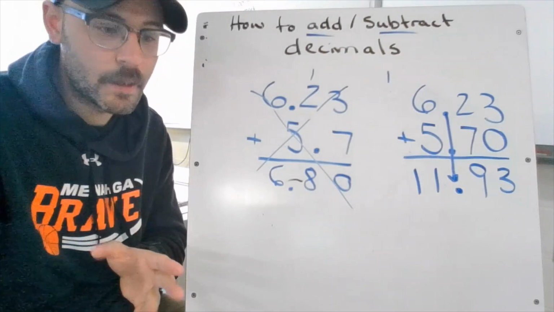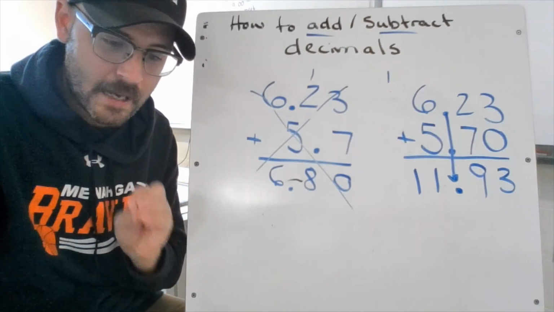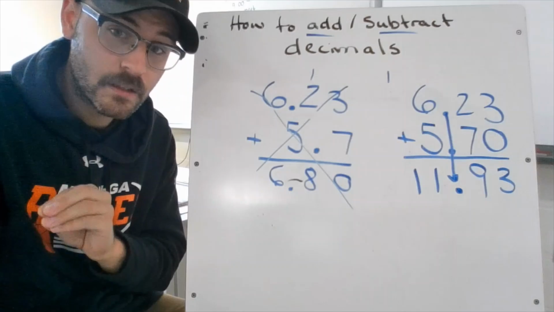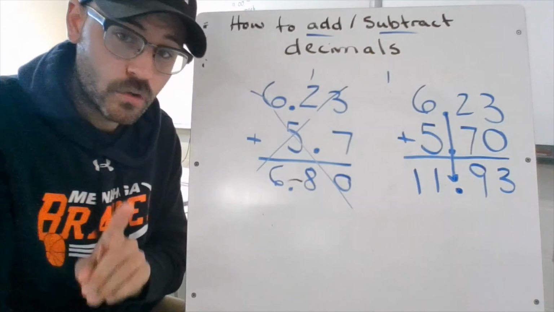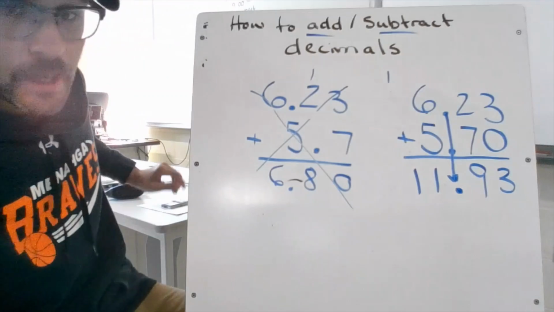And when I think about that number, it's 11 wholes and 93 out of 100 of the next whole. So I haven't done any subtraction. I'm going to do one example of a subtraction problem before I move on.